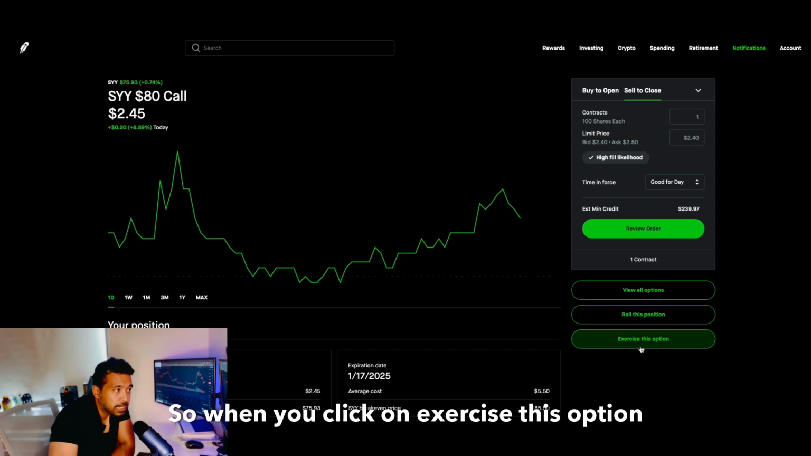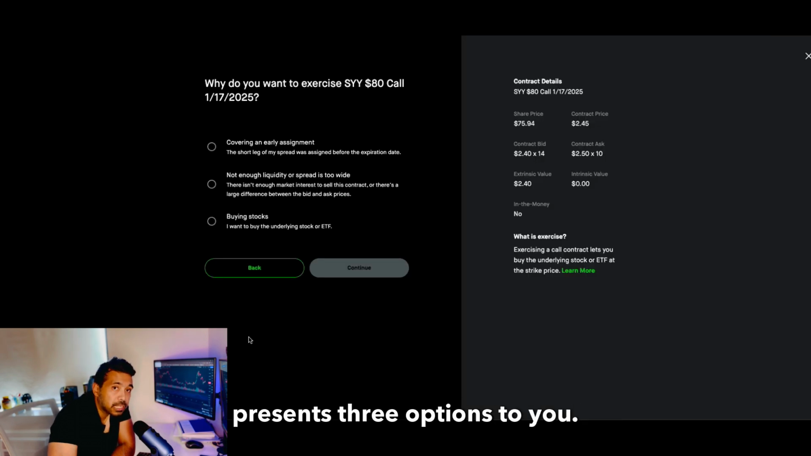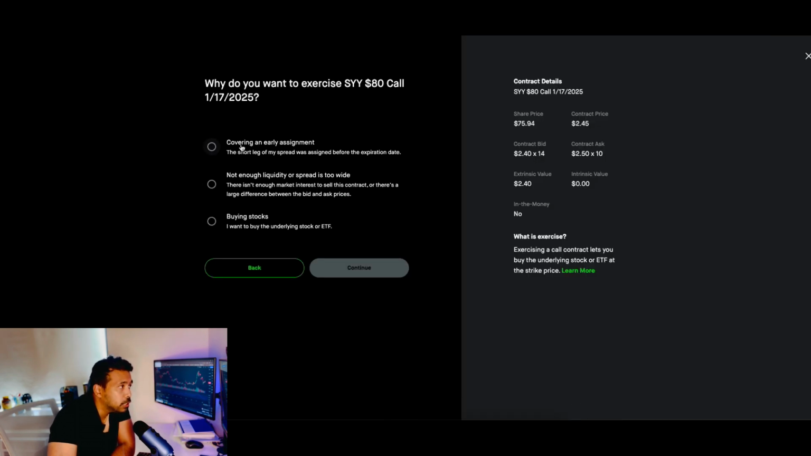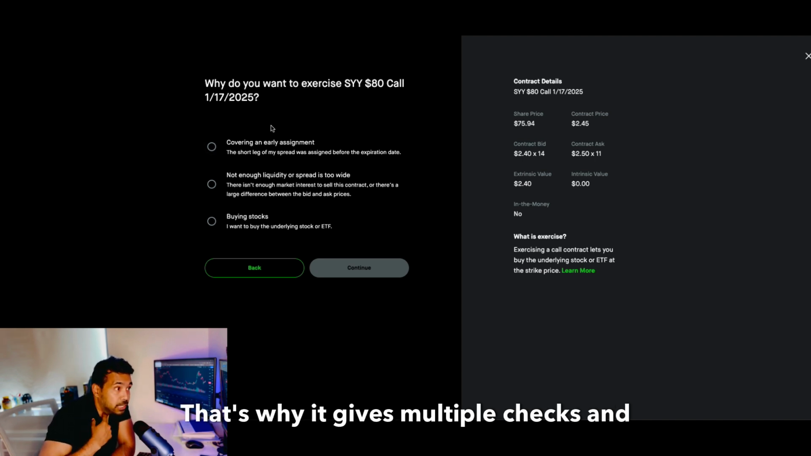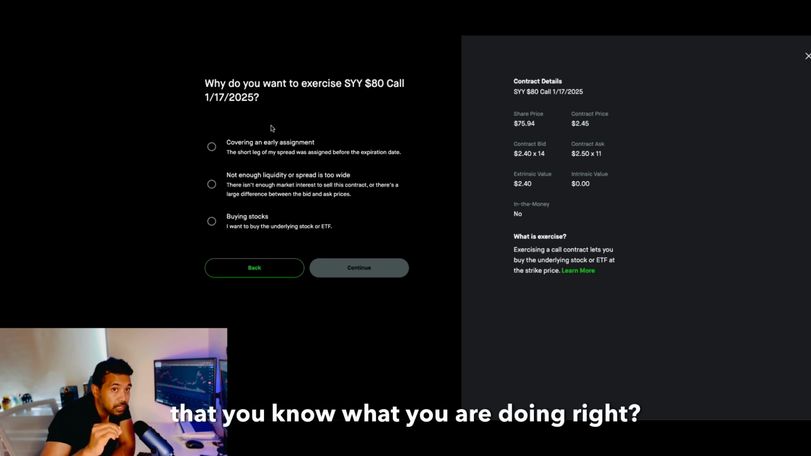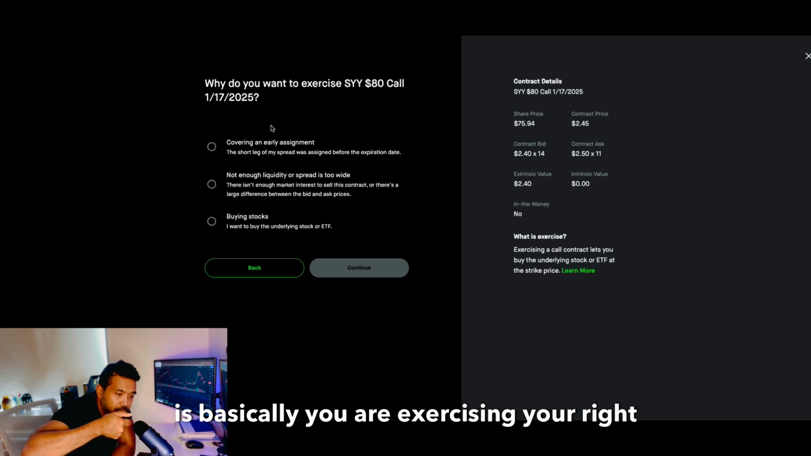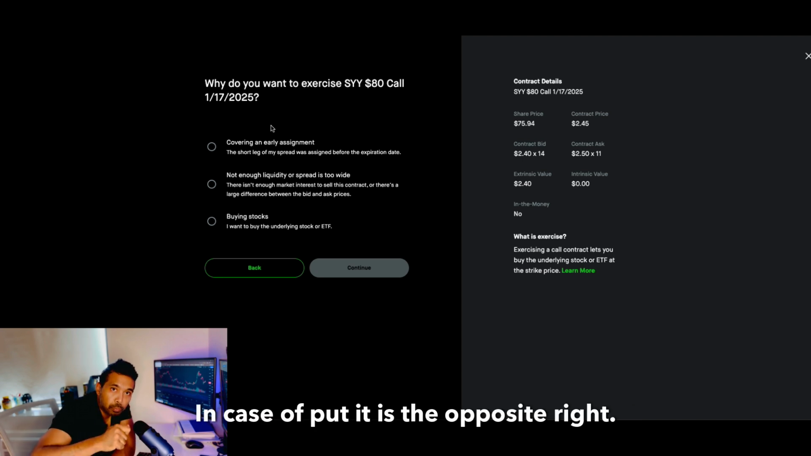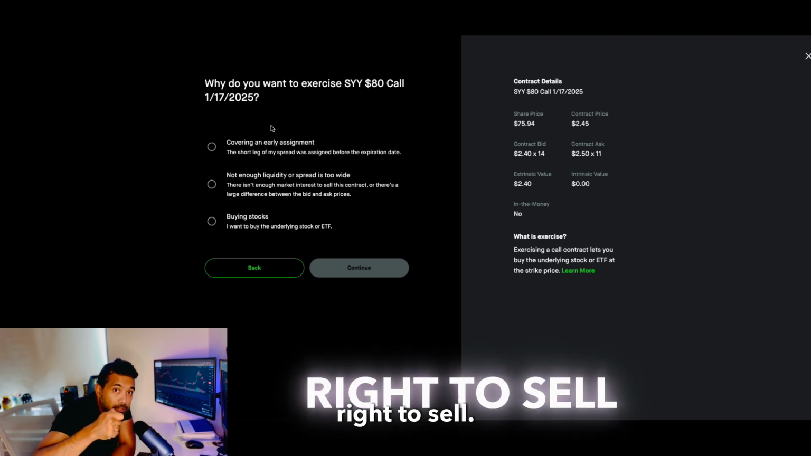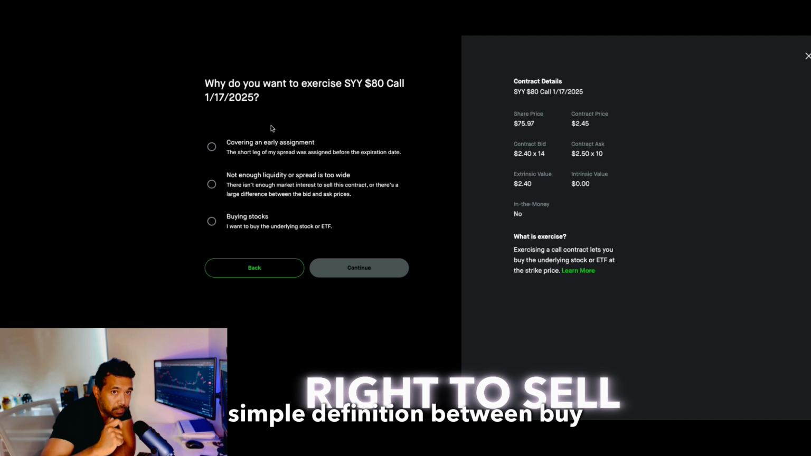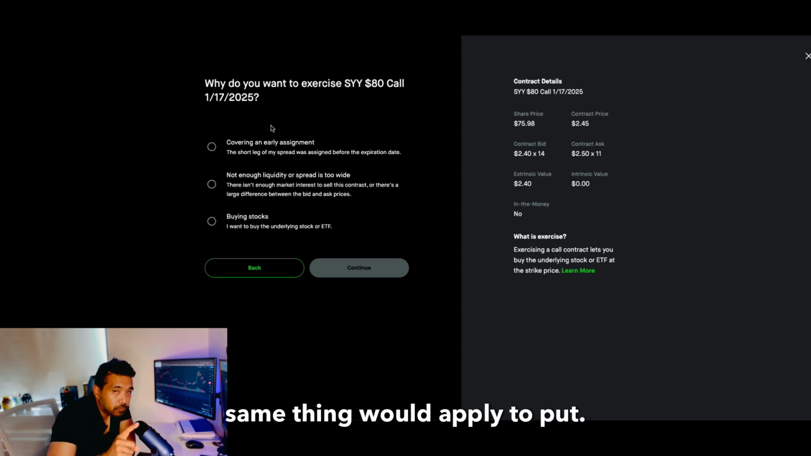So when you click on exercise this option in Robinhood, it presents three options to you. It basically wants you to make sure that you really know what you are doing, so it gives multiple checks and balances. Because exercising an option means you are exercising your right to buy that call. In case of a put, it's the opposite: you are exercising your right to sell. So that's the simple definition between call and put, right? I'm giving an example of a call, and the same thing would apply to a put.